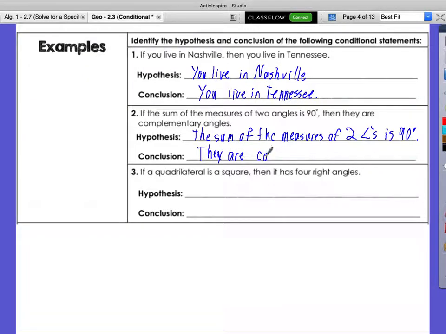Once again, complementary, I'm going to shorten that down to just comp. And angles, I'm going to do that symbol apostrophe s. Once again, this guy is lazy sometimes, and this is the time I'm going to allow you guys to be lazy as well.